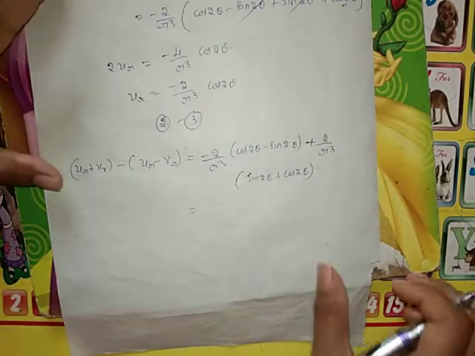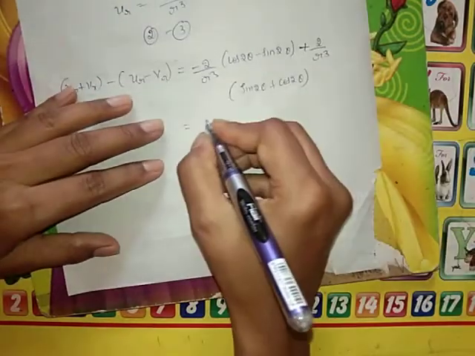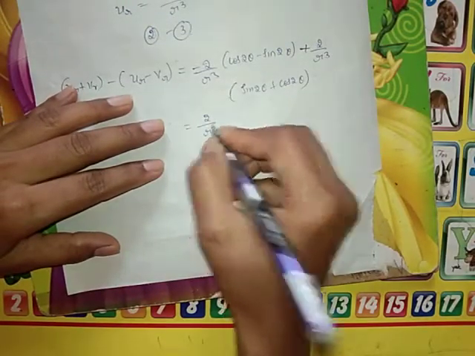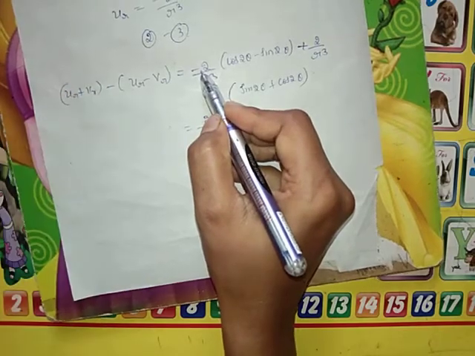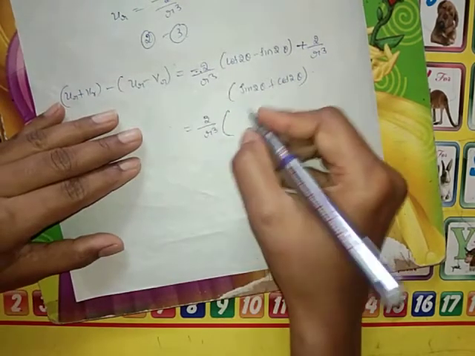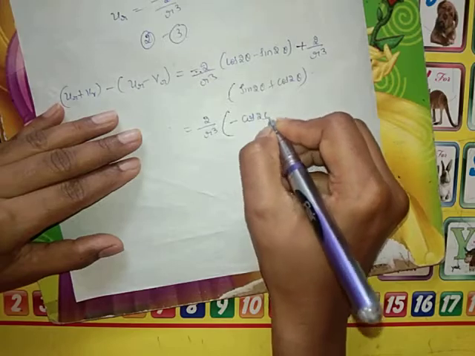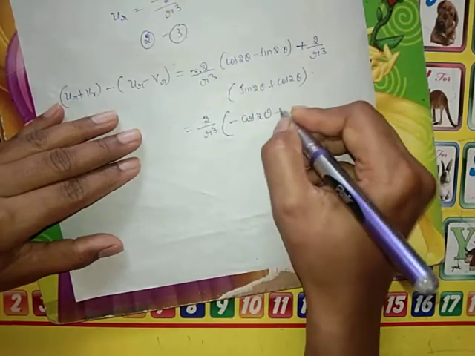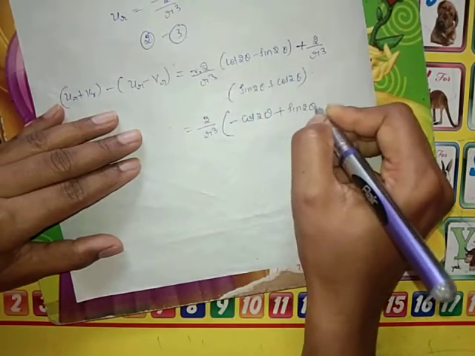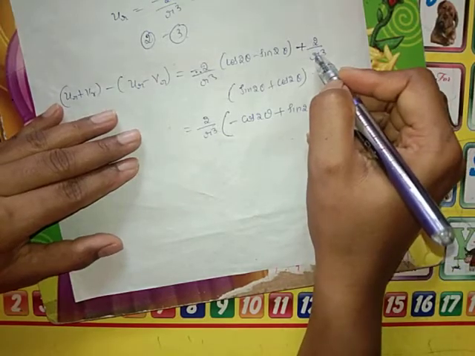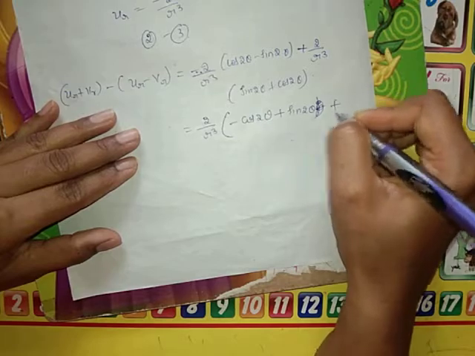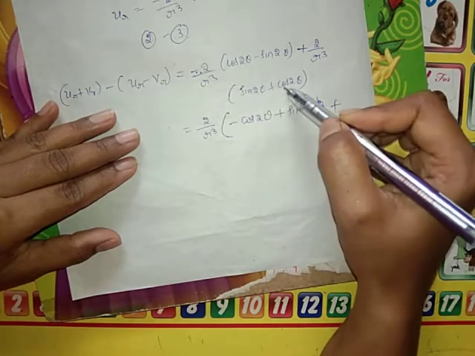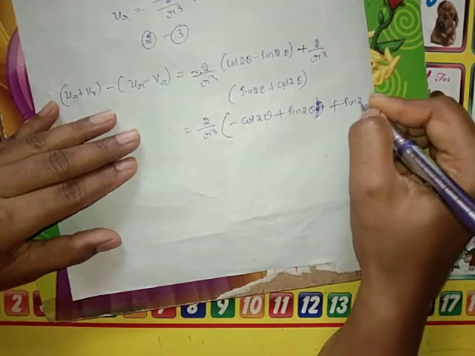Now I am taking the 2 by r cube as a common outside. 2 by r cube will be taken outside. Here there is a minus sign present again inside. Minus into cos 2 theta is minus cos 2 theta. Minus into minus is plus sin 2 theta. Here it is a plus sign, so no need to change the sign. So plus sin 2 theta plus cos 2 theta.